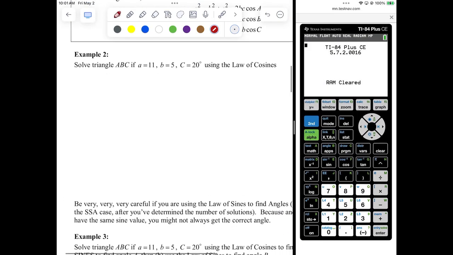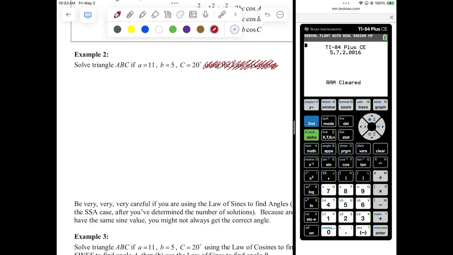It says solve triangle ABC if little a is 11, little b is 5, and big C is 20. All right, first thing you do is you take inventory. It says to use the law of sines. Let's just get real here. I'm going to change the instructions. On the test on Wednesday, I'm not going to tell you which method to use, okay? I'm just going to say solve. So I notice there's two lowercase letters, so that's two sides, and one angle. Is this angle side side or side angle side? Side angle side. How do we know, Hunter?